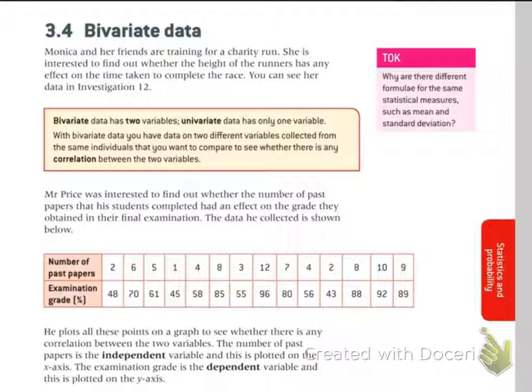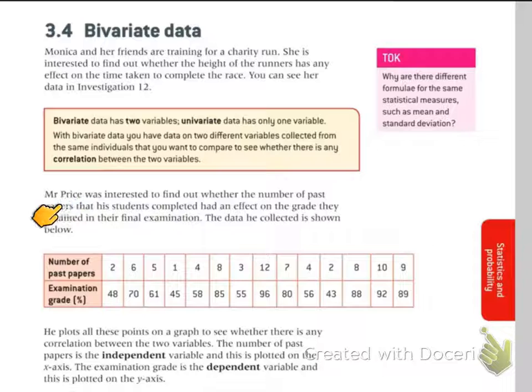Okay, IB, this is 3H, bivariate data. What we're going to talk about here is using two variables instead of a single variable, which is the univariate. And we're just going to check if there's a correlation. So, this seems to be something you have all done before.